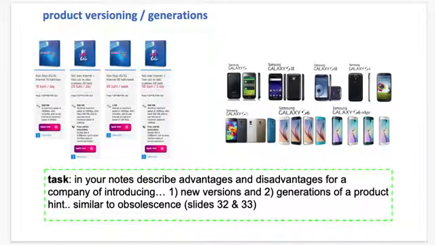So in your notes, or if you're in class, what I want you to try to do is something that shouldn't take too long, but just write down some of those advantages and disadvantages. What's the difference between new versions and generations, and how that compares to obsolescence. Okay? So have a minute, write this down, and I'll talk to you about the next thing in a second. Thanks.